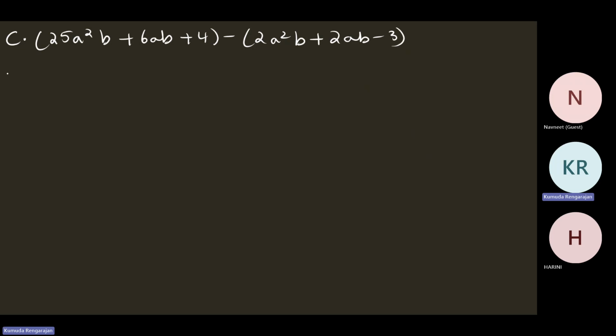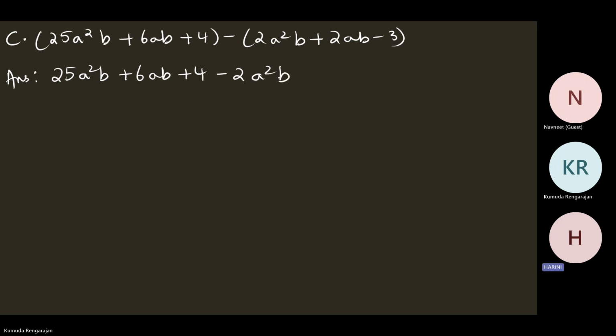Yeah, Harini, start. Tell me the first line fully, Harini. Ma'am, bracket 25a square. No. We should remove the bracket. Why bracket? 25a square b plus 6ab plus 4. Yeah, continue. Minus 2a square b minus 2ab plus 3. Very good.